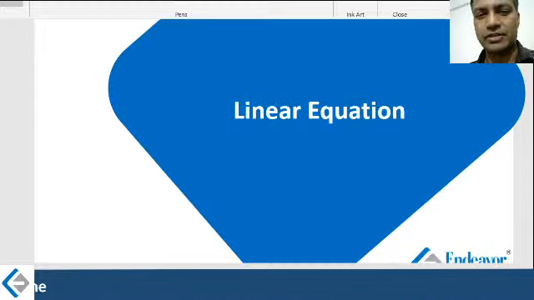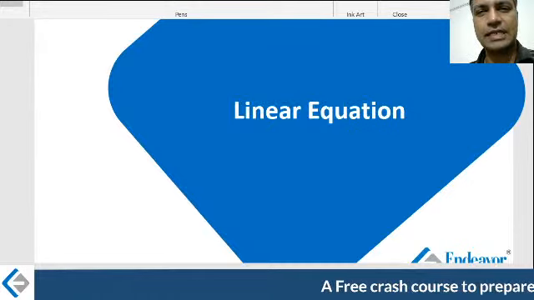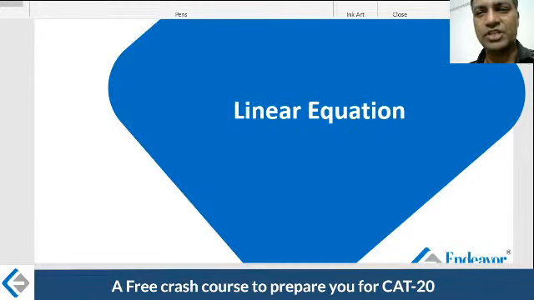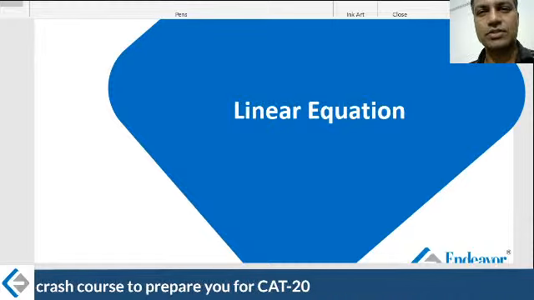So here we go with another lecture on linear equations. Let's see it from an entrance exam perspective. What is the importance of this topic? See, from school, you understand that when you see this particular topic, it is more about constructing the equation. So it's not just about constructing the equation.